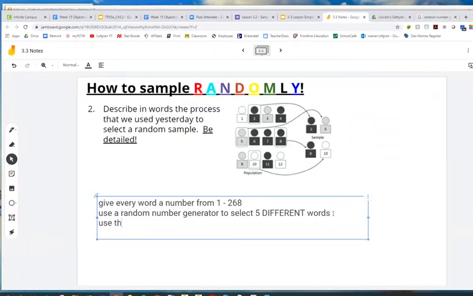And then we're just going to do this. Use those 5 words as the sample. Okay. So every word gets a number. We use Google, some random number generator, to spit out 5 different numbers. And then that tells me what words to use. Okay. Pretty slick, pretty easy, pretty quick. That's what we did on our last class meeting.